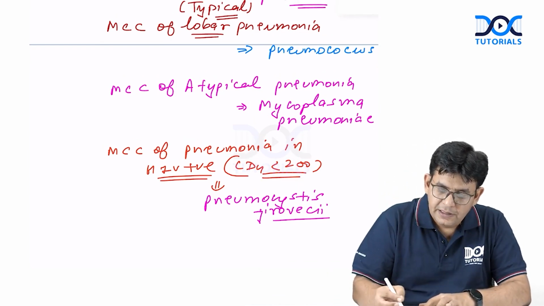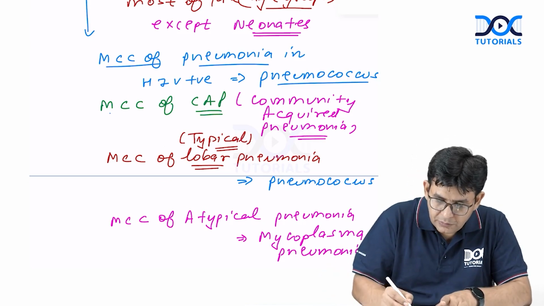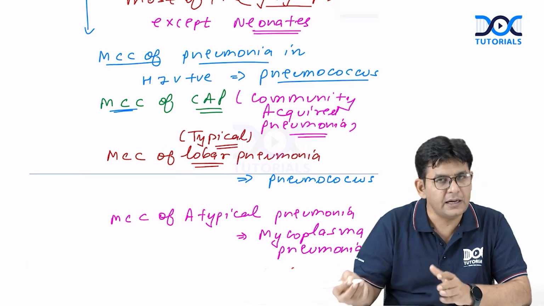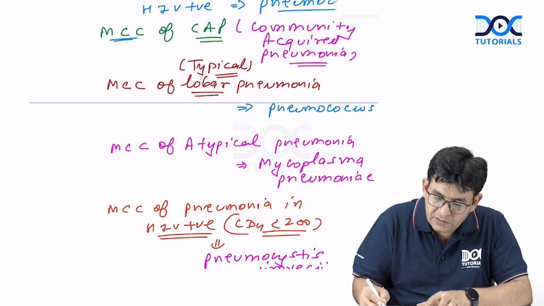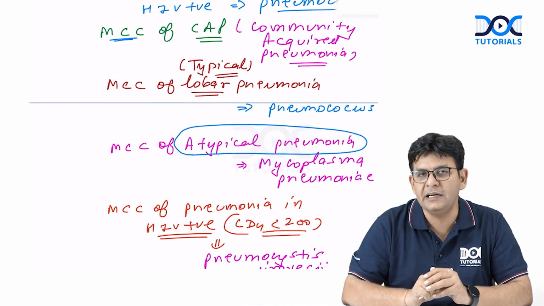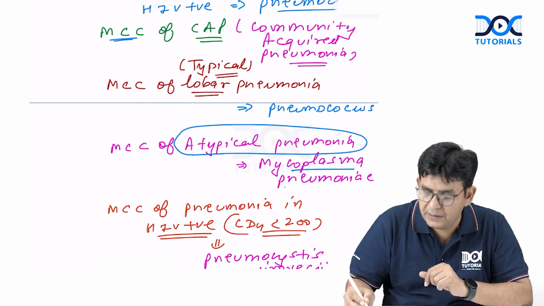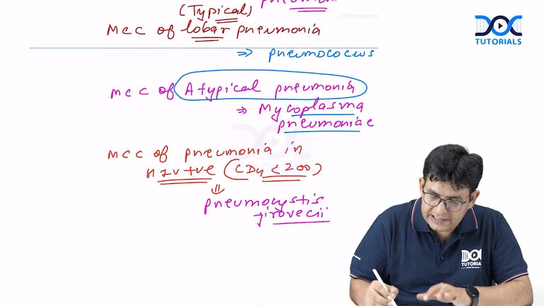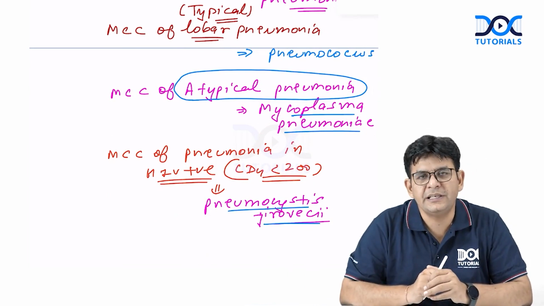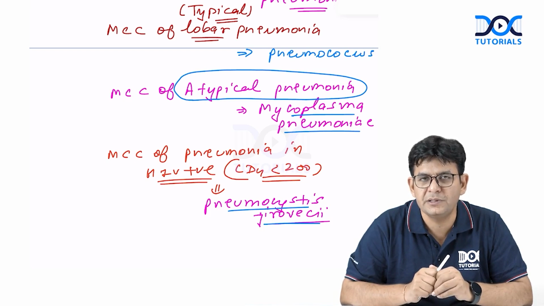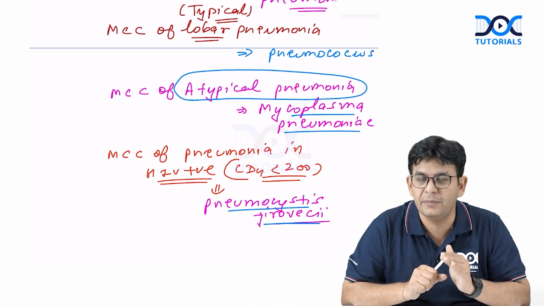Again, to revise: most common cause of pneumonia in HIV positive, pneumococcus, a recently asked question. The most common cause of CAP, community acquired pneumonia, is pneumococcus. Most common cause of typical lobar pneumonia, pneumococcus. Most common cause of atypical pneumonia, another recently asked in the exam, is Mycoplasma pneumoniae. And the most common cause of pneumonia in HIV positive with CD4 count less than 200 is Pneumocystis jirovecii or Pneumocystis carinii. This is atypical pneumonia. Lobes are not involved. Remember this. Okay.